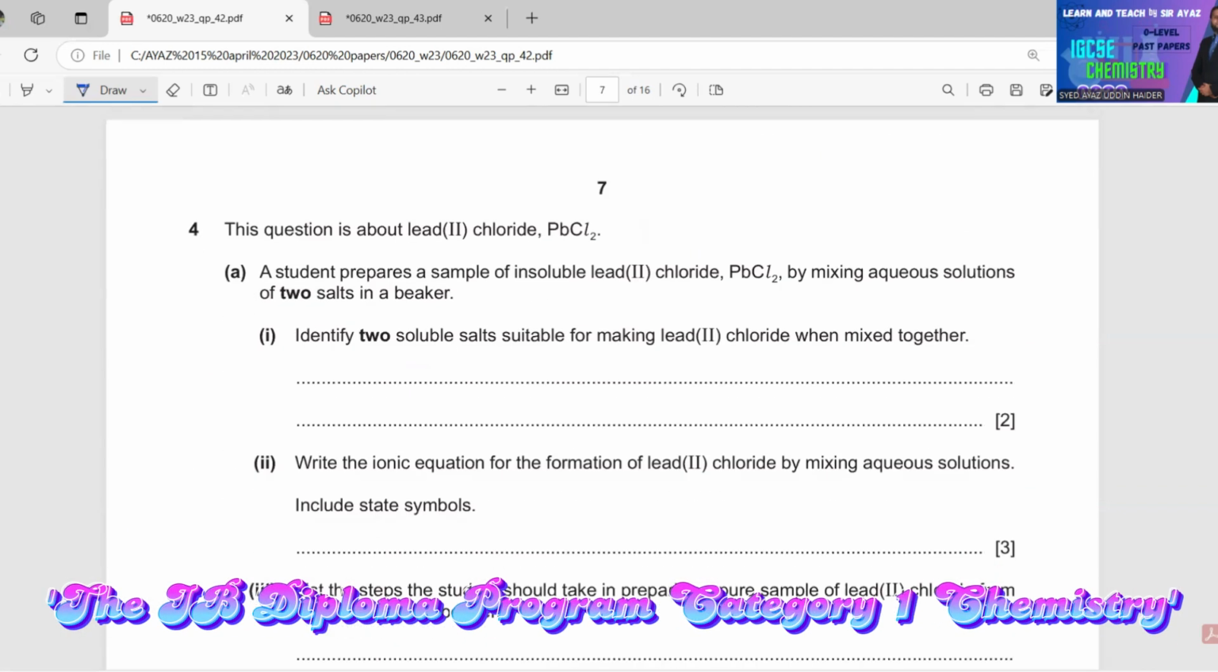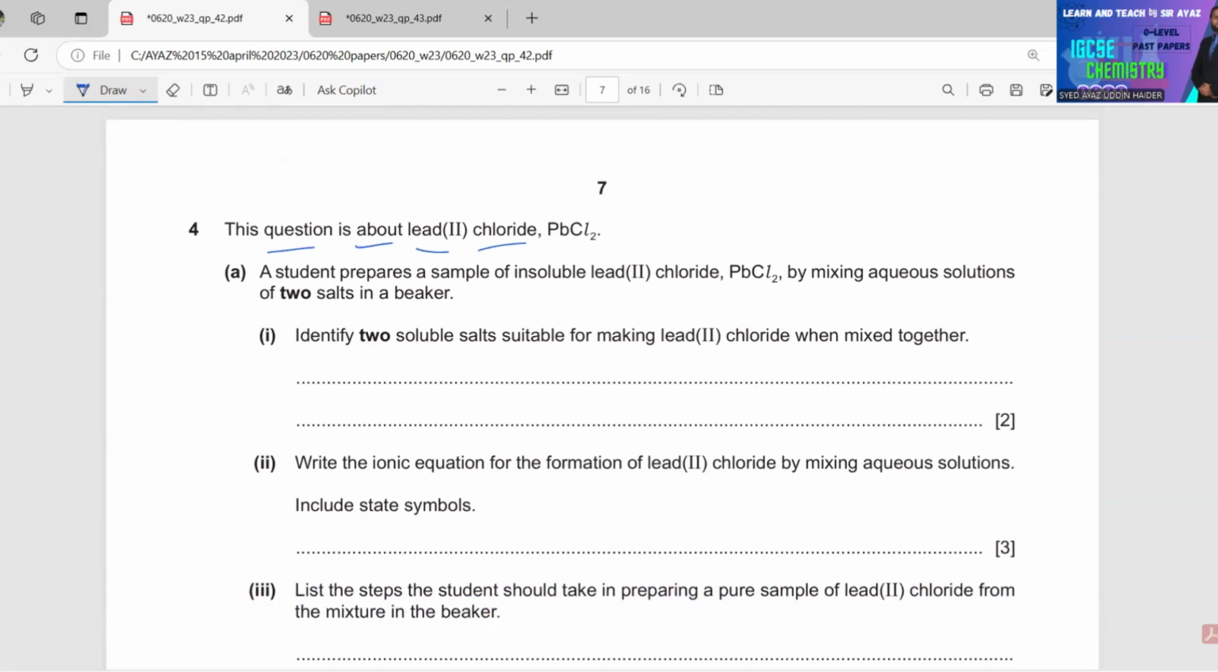Moving to next question, which is question number 4. This question is about lead(II) chloride, PbCl2. A student prepares a sample of insoluble lead(II) chloride, PbCl2, by mixing aqueous solutions of two salts in a beaker. Part 1. Identify two soluble salts suitable for making lead(II) chloride when mixed together.